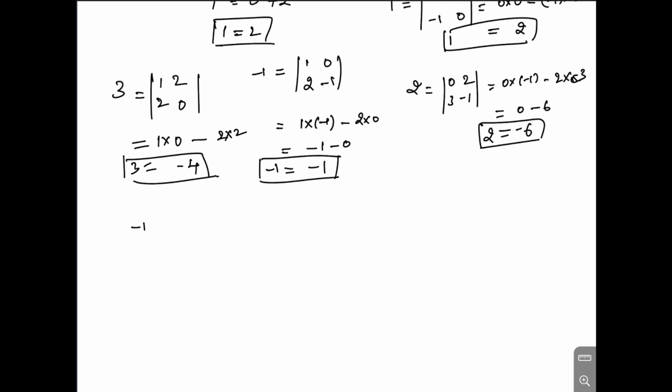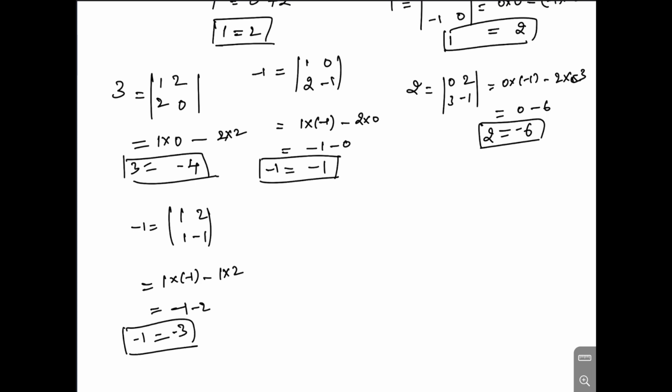So the cofactor of minus 1 at last: 1 2 1 minus 1. So we'll get 1 into minus 1 minus 1 into 2. So we'll get minus 1 minus 2, which equals minus 3. So the cofactor of minus 1 equals minus 3.